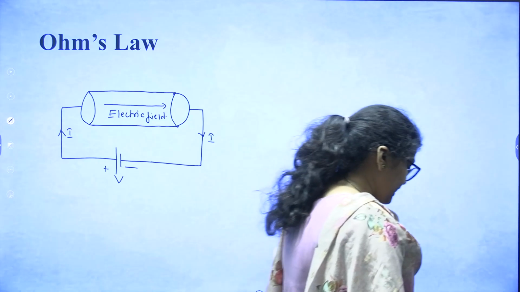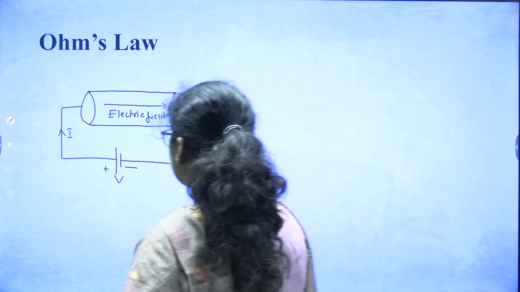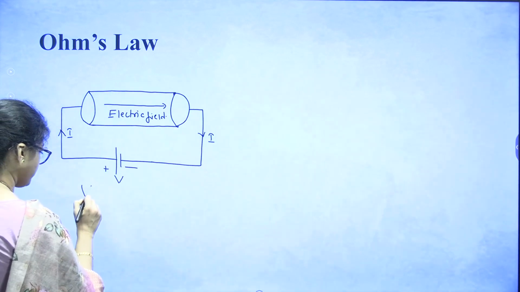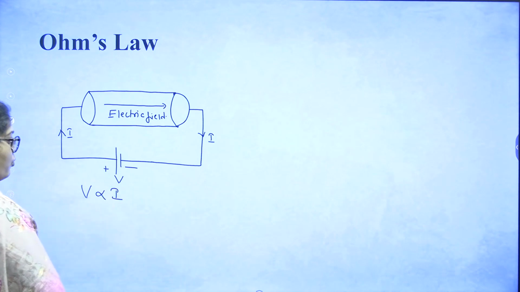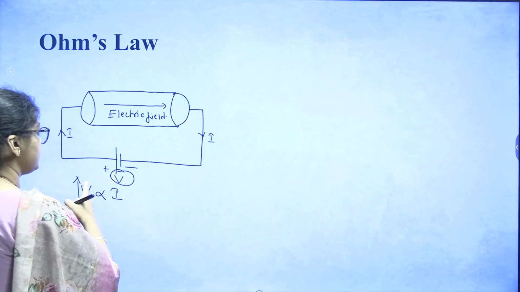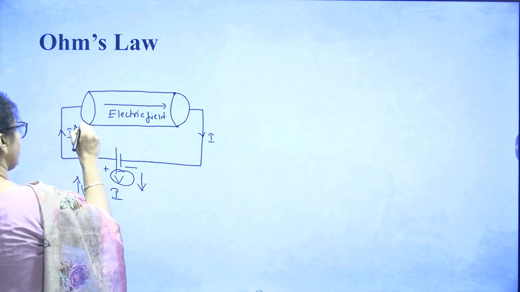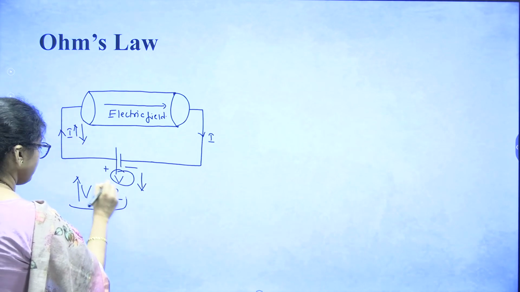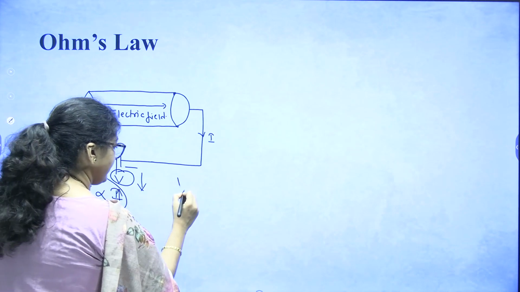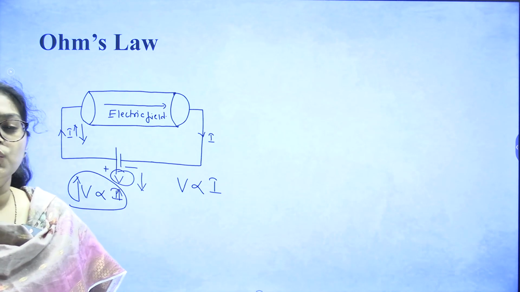Now, if you observe the diagram, what can we say? Can I say that voltage and current are directly proportional? Yes. If I increase the voltage of the battery, definitely the current will also increase. If I decrease the voltage here, the current will also decrease. So, by this scenario, I can write V is directly proportional to I.